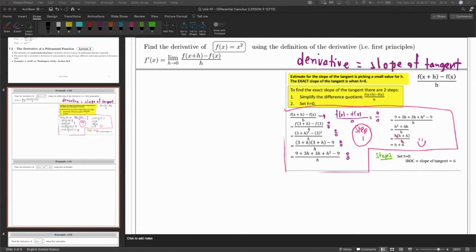So let me know in the chat, who's seen this before? Who's seen this kind of stuff before? Anybody else seen this before? Okay. So basically, we're looking at the vast majority of people that are learning this for the first time.